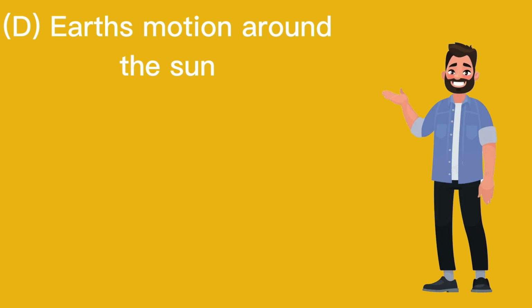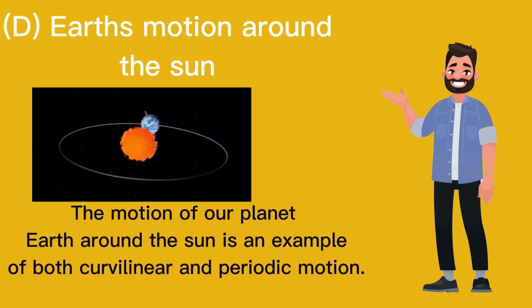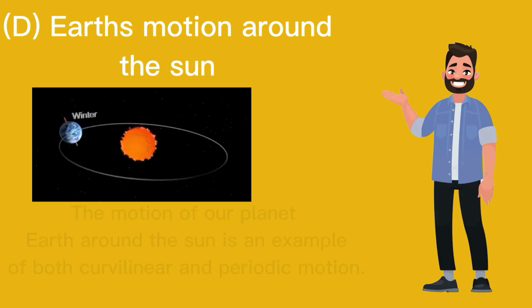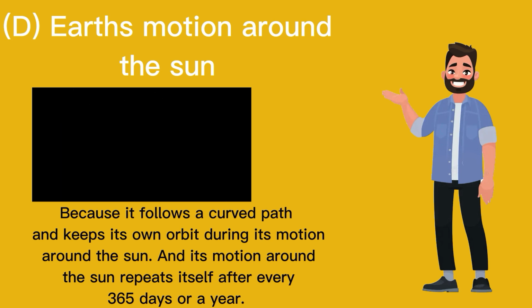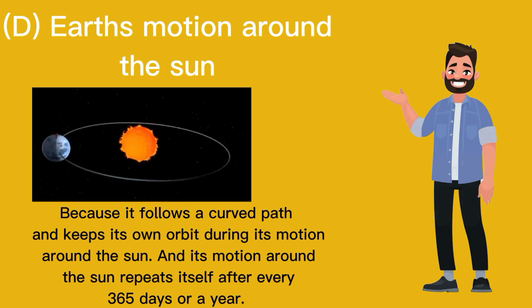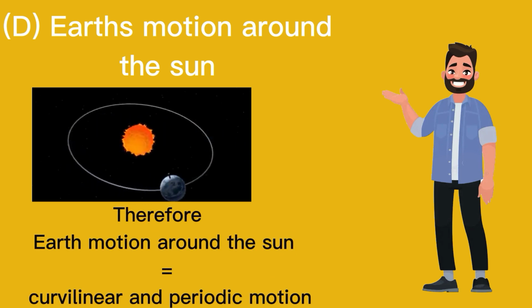Here we have a figure which shows the rotation of the Earth around the sun. The motion of our planet Earth around the sun is an example of both curvilinear and periodic motion, because it follows a curved path and keeps its own orbit during its motion around the sun. And its motion around the sun repeats itself after every 365 days or a year. Therefore, Earth's motion around the sun is an example of curvilinear and periodic motion.